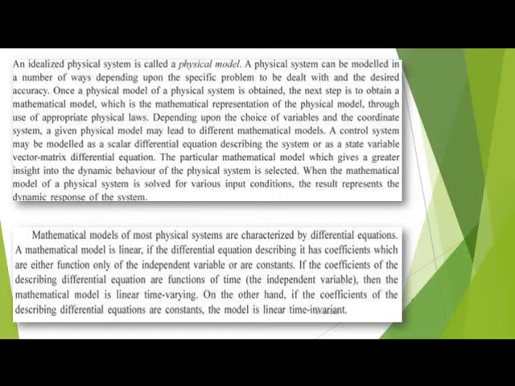The mathematical model is linear if the differential equation describing it has coefficients which are either functions of the independent variable or constants. If the coefficients of the differential equation are functions of time, the independent variable, then the mathematical model is linear time varying. On the other hand, if the coefficients of the differential equation are constant, then the model is a linear time invariant system. Okay, this is the difference between these differential equations.